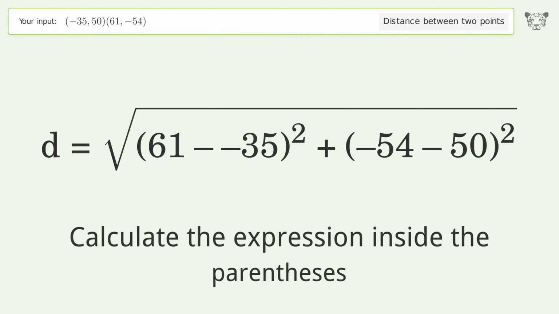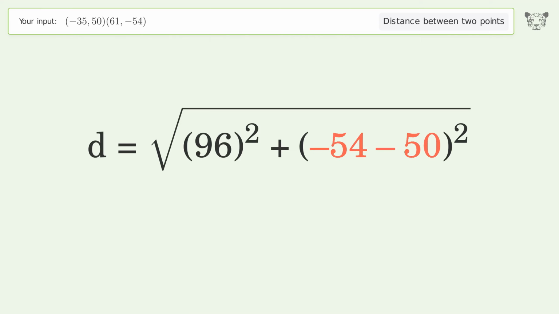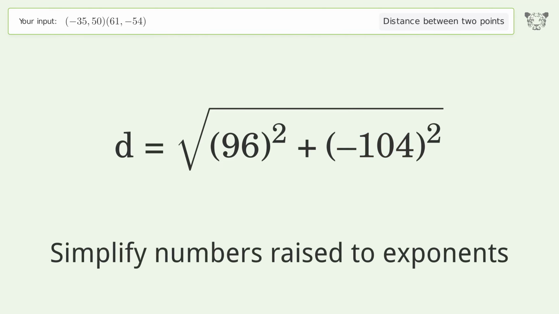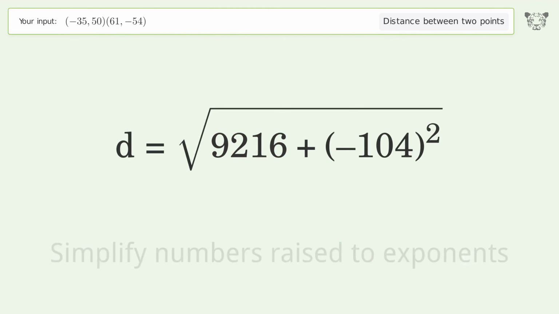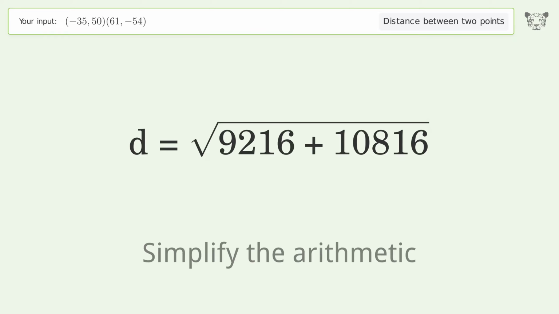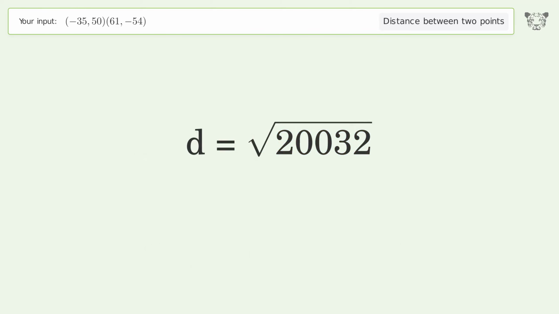Calculate the expression inside the parentheses. Simplify numbers raised to exponents. Simplify the arithmetic. And so the distance between the 2 points is the square root of 20,032, or 141.534.